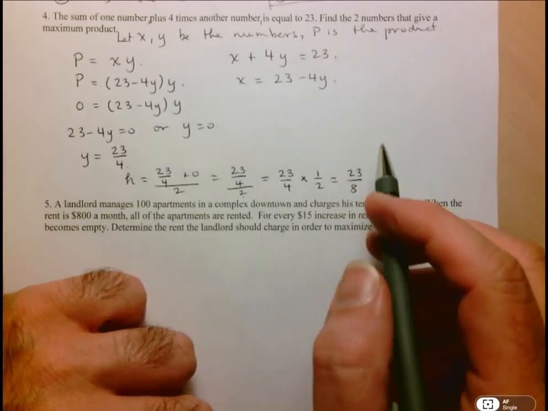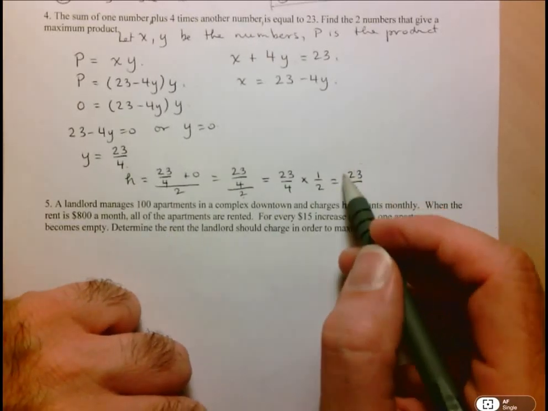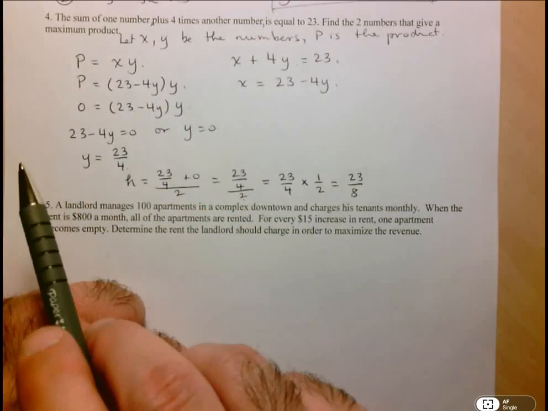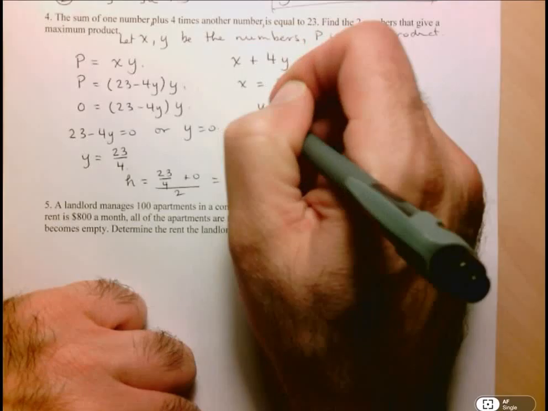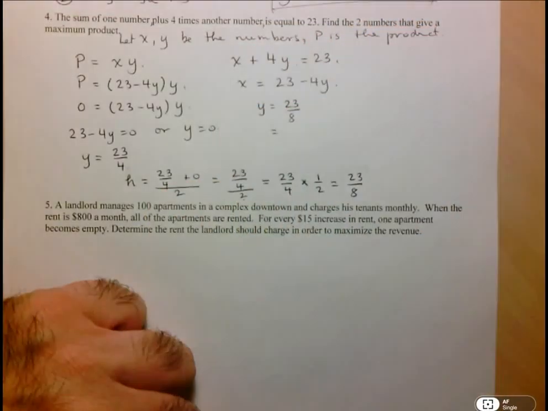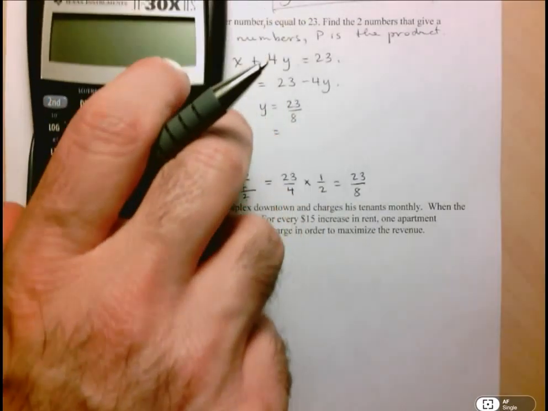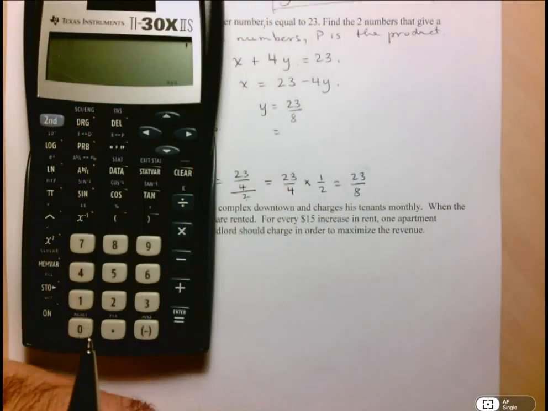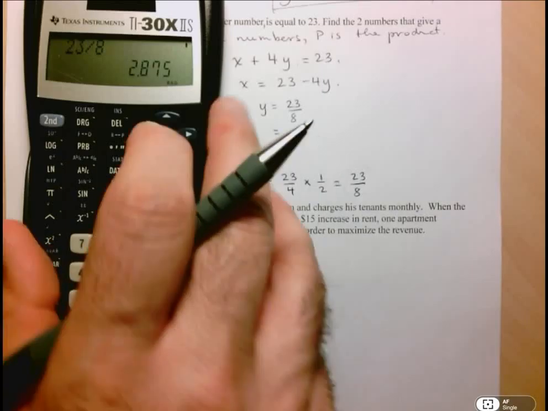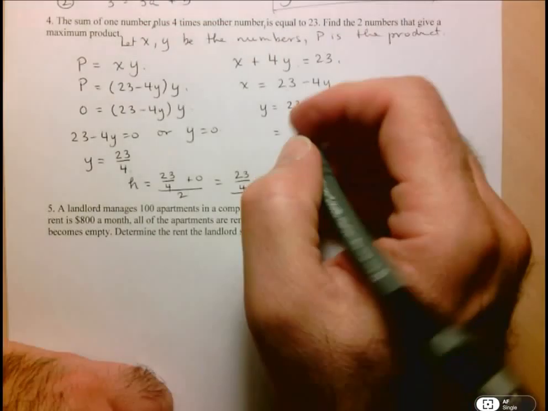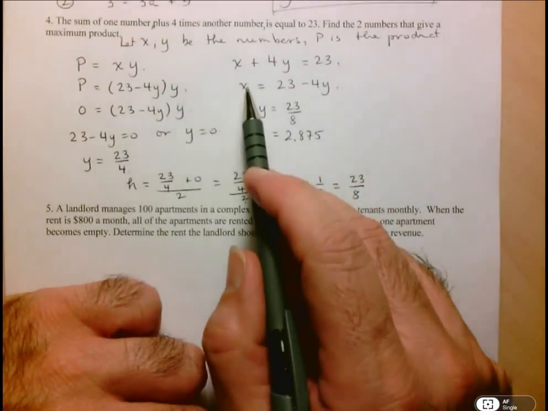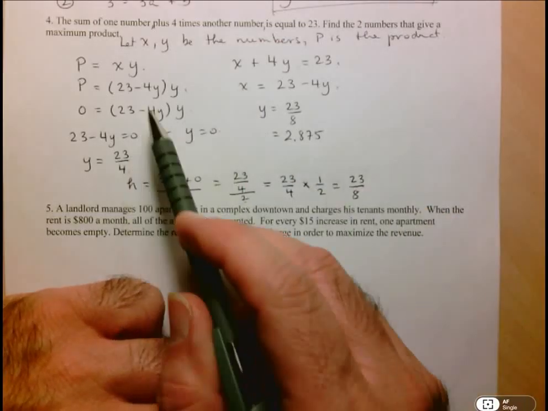But here, this represents just my y value that gives me a maximum P value. So this means that y is equal to 23 over 8. If you're more comfortable, this should be a fairly nice decimal. So remember, I have no issues with using decimals if they're nice decimals, and 2.875, that's pretty nice since it's finite.